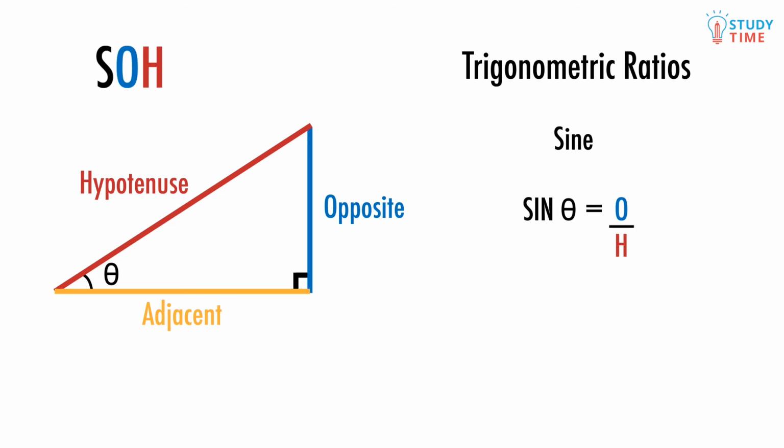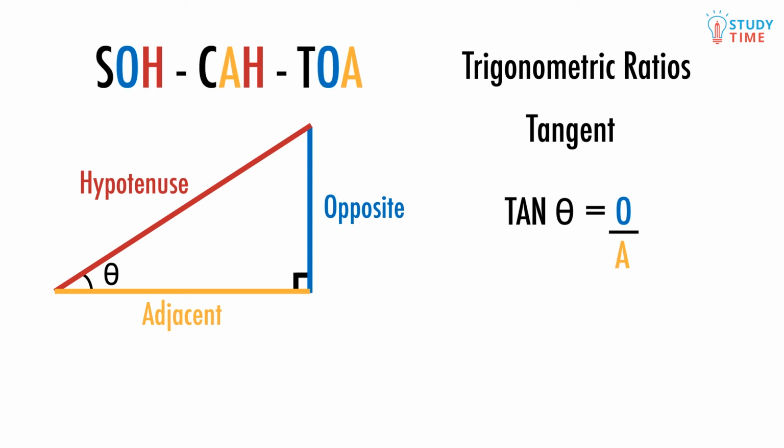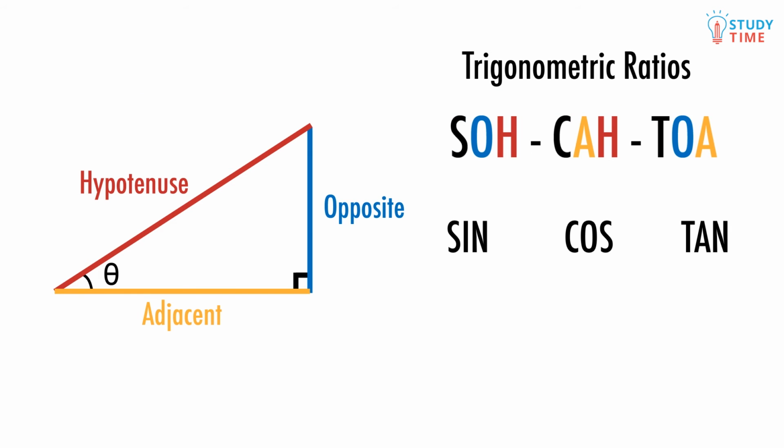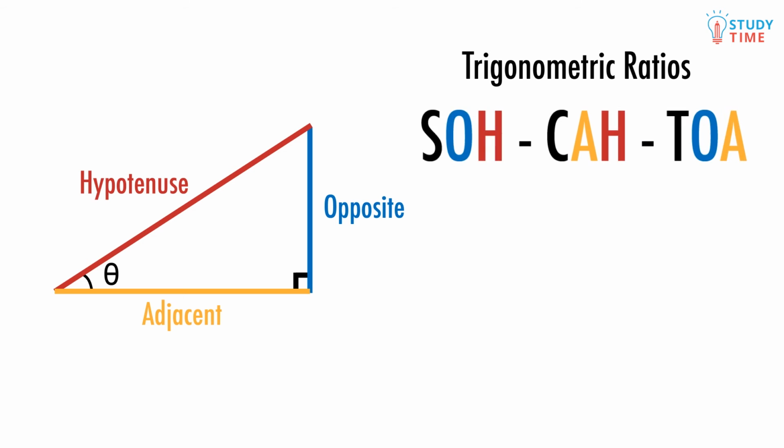The first is sine. It's the ratio of the side opposite the angle over the hypotenuse. The second is cosine. It's the ratio of the side adjacent, or next to the angle, over the hypotenuse. And the third is tangent, which is the ratio of the length of the opposite side over the adjacent side. For short, we call these three ratios sine, cos, and tan. And we remember the ratios with SOHCAHTOA.